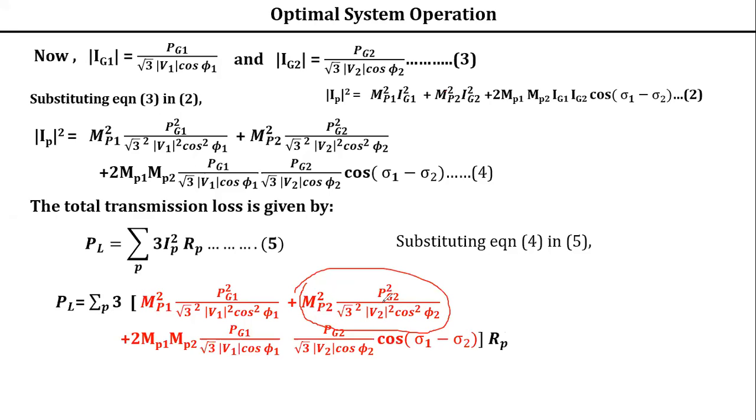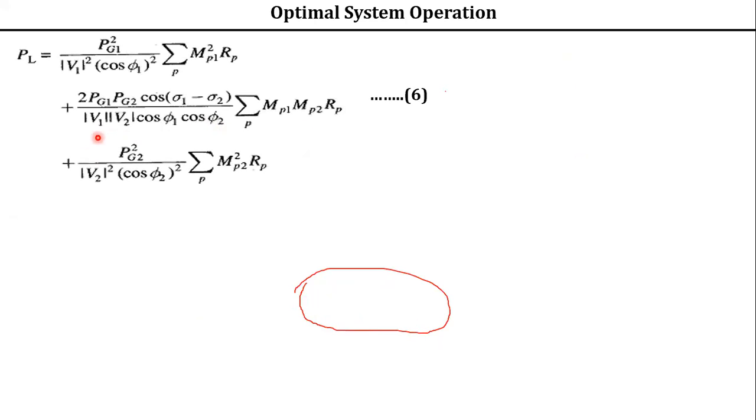So what is left out? Pg2 square by V2 square cos square phi 2. I am taking it outside the summation. Within the summation it will be the summation of mp2 square into rp. That is your second term. I am representing it here. So this is the term: Pg2 square by V2 square cos phi 2 square, mp2 square rp.